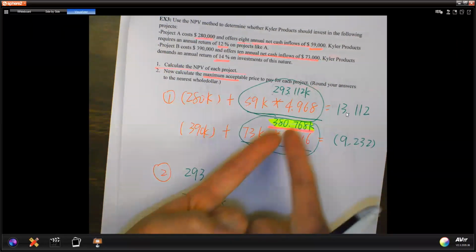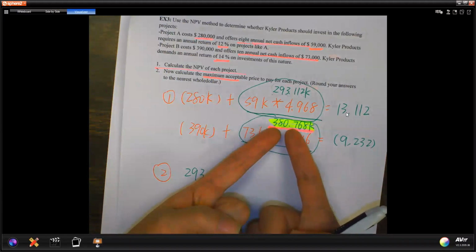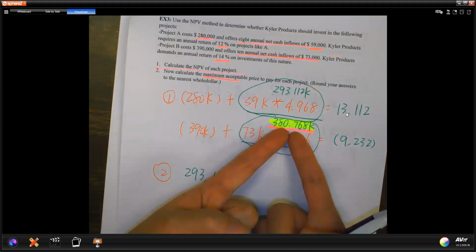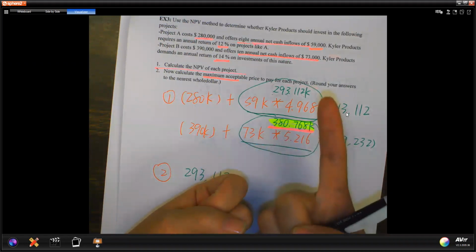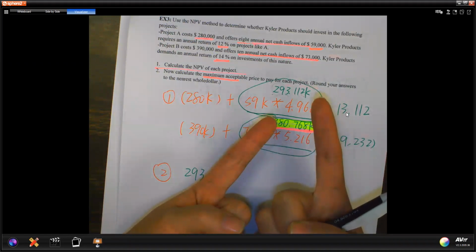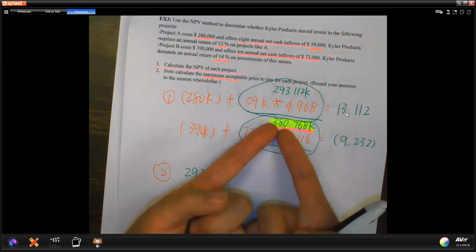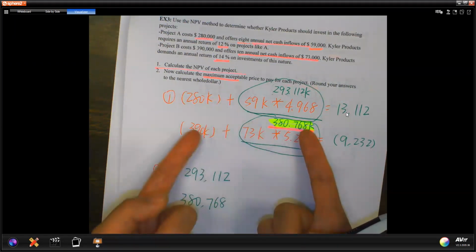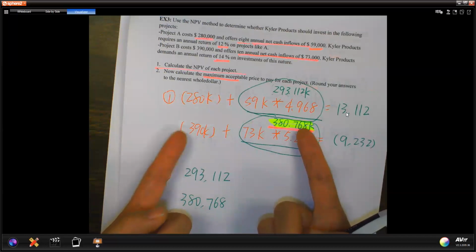The second one is the same. You will get $380,768. That's how much you will get. That will be exactly how much I will pay at my highest price. I'm not going to pay a penny more. If I get $1, I will just pay $1. So the maximum I pay is $380,768.